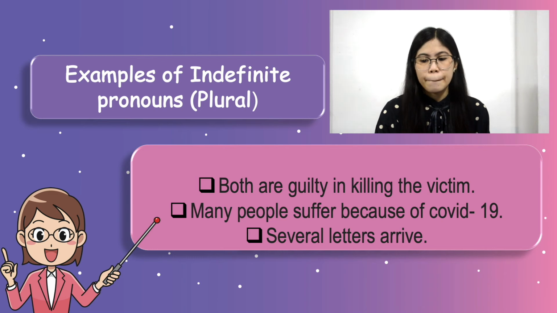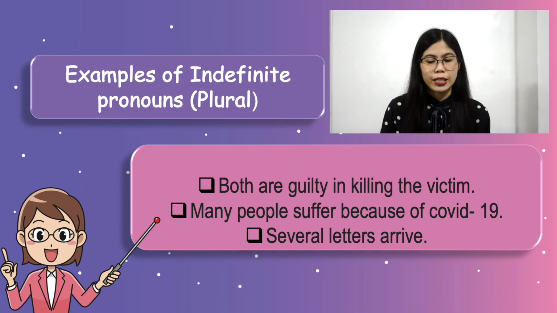We don't know the specific names of those people who are guilty in killing the victim. Next sentence. Many people suffer because of COVID-19. The indefinite pronoun many pertains to two or more persons. Thus, we can say that it is a plural form. Since it is a plural form, the verb must also be in a plural form as well, which is the word suffer, so without S at the end of the word. The word many is an indefinite pronoun because it doesn't mention how many are the people who are suffering because of COVID-19. We don't know if there are 100,000 people, 500,000, and so on. So it is not specified.